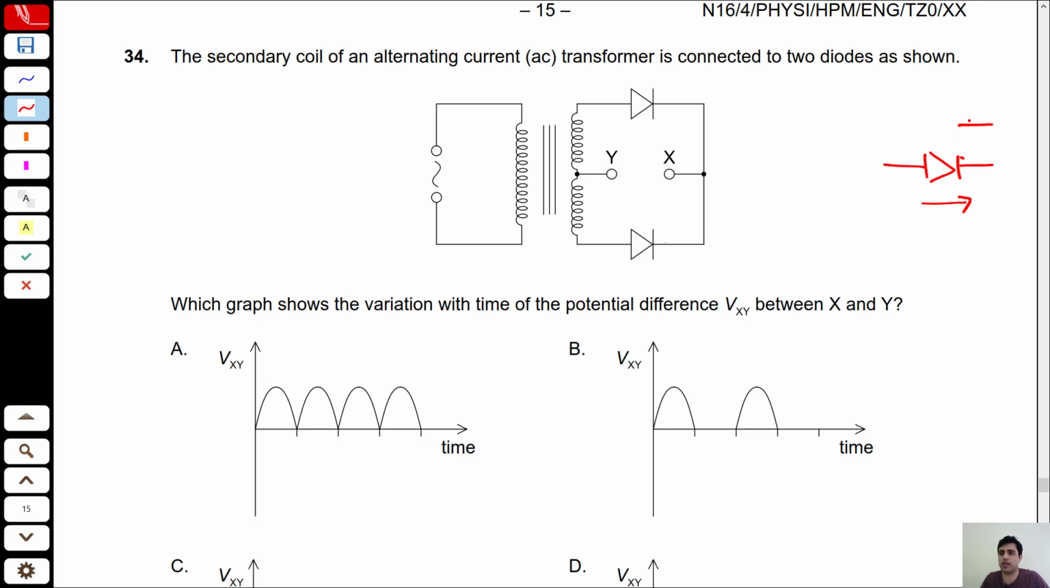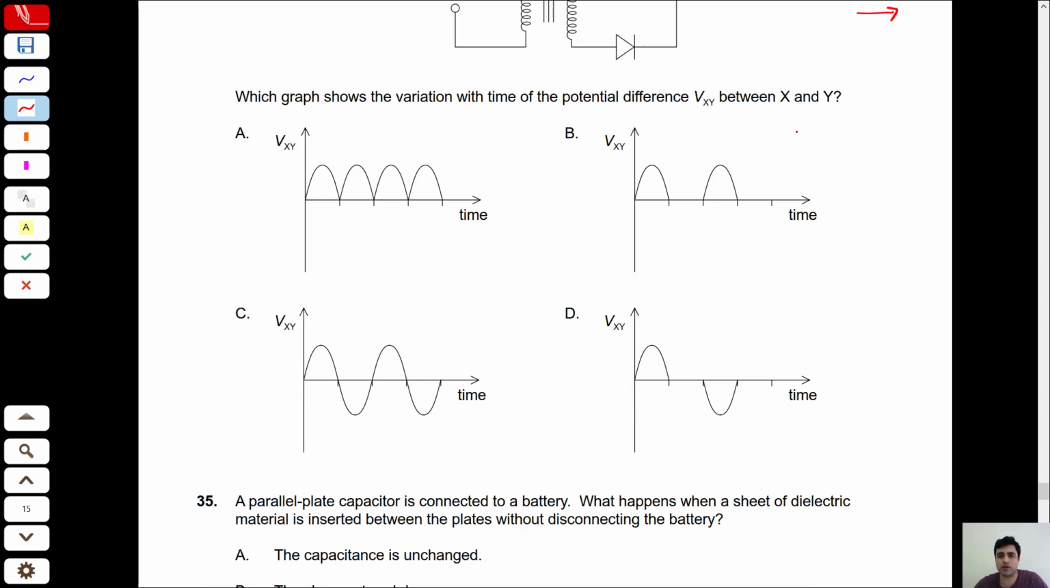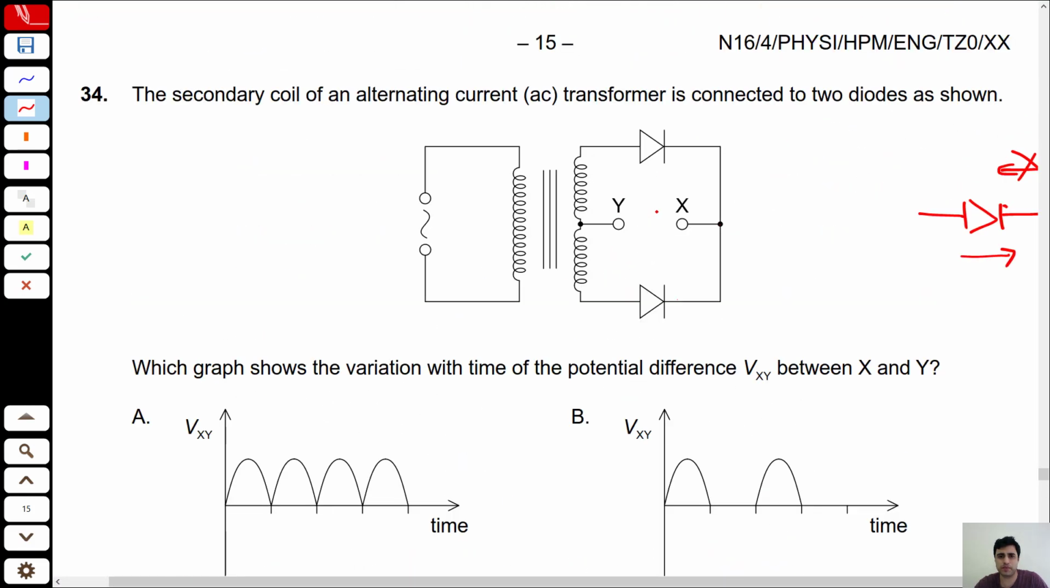Okay. It's AC, so it's an alternating source, continuously changing its direction and magnitude. Which graph shows the variation with time t of the potential difference between x and y? Let's observe. Because we have an AC source, the potential terminals are continuously changing along with the amplitude. Imagine the first case, if this is positive and this side is negative. It doesn't matter what is maybe happening here. We know that this is positive, this is negative, and then in other cases this will be negative and this will be positive.